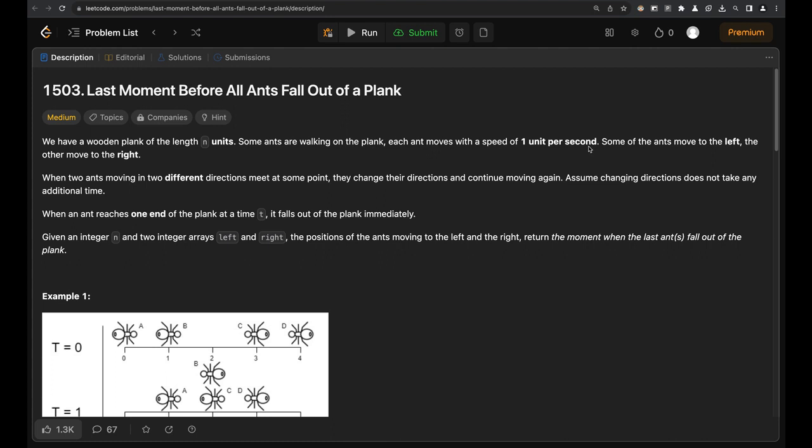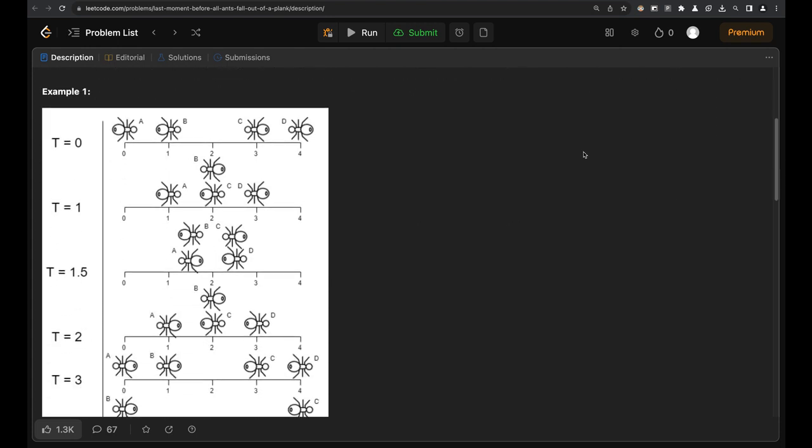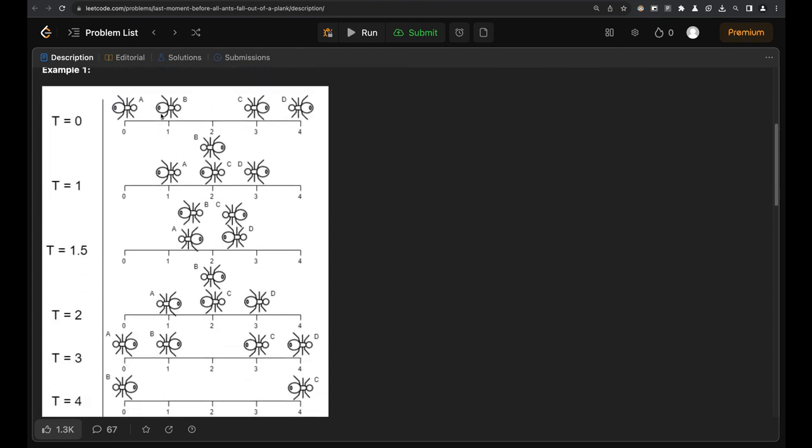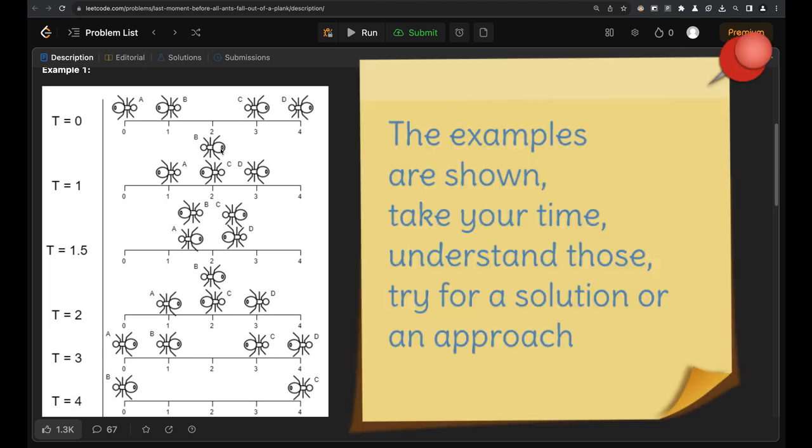Given an integer n and two integer arrays left and right, the positions of ants moving to the left and the right, return the moment when the last ant falls out of the plank. So it denotes the working model as well. 1 and 2 and B.